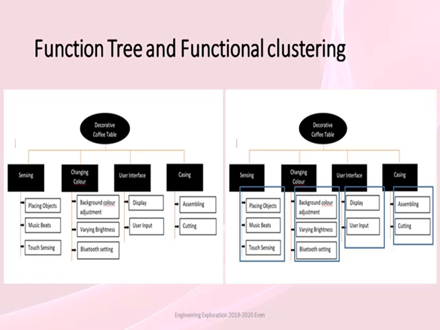Next, coming to function tree and functional clustering. So, the function tree mainly consists of 4 main functions with their different sub-functions. The main functions are sensing, changing color, user interface and casing. Sub-functions under sensing are placing objects, music beats, touch sensing.